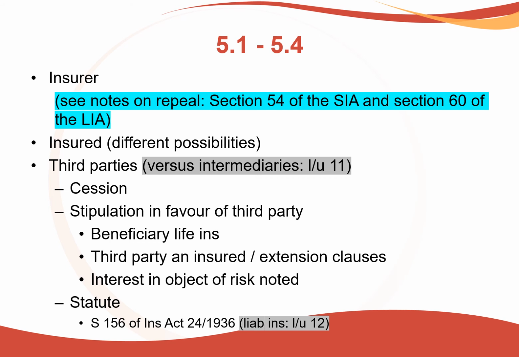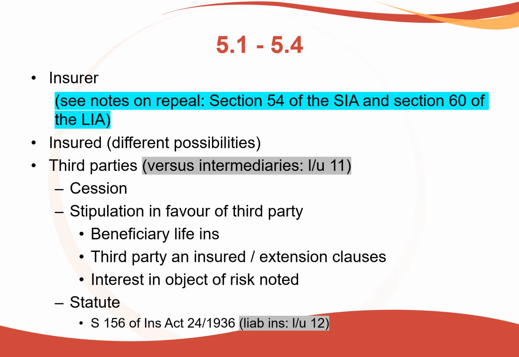The insurer, the insured, and third parties are the most important role players in the insurance contract. First, as far as the insurer is concerned, refer to Tutorial Letter 102 and the notes on the repeal of Section 54 of the Short-Term Insurance Act and Section 60 of the Long-Term Insurance Act. Second, as far as the insured is concerned, there are many different possibilities. Have a look at your study guide for more examples. Then, as far as third parties are concerned, you need to distinguish them from intermediaries, insurance intermediaries, which are dealt with in Learning Unit 11.